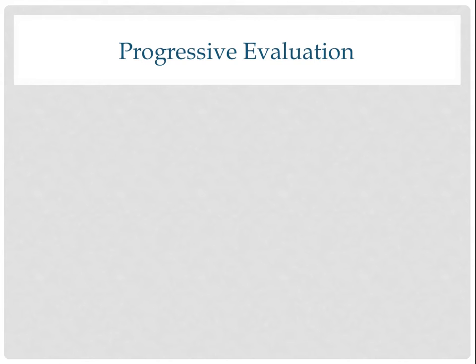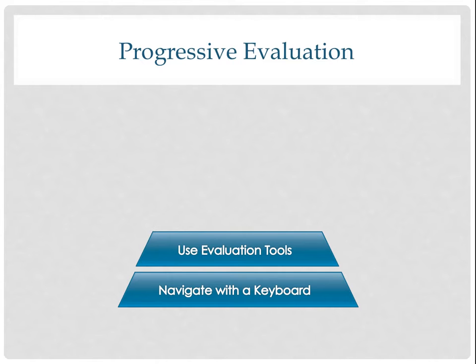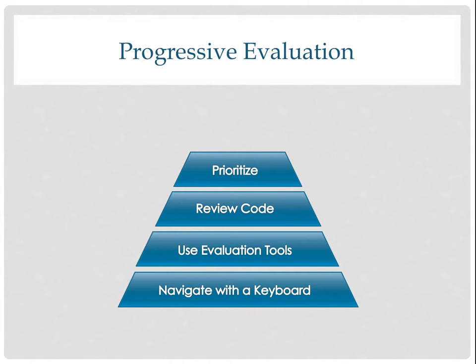To conduct an evaluation, try a progressive approach first. Take 4 steps to get the most comprehensive evaluation. First, navigate with the keyboard. Second, use evaluation tools. Third, explore the source code. And fourth, prioritize your results.